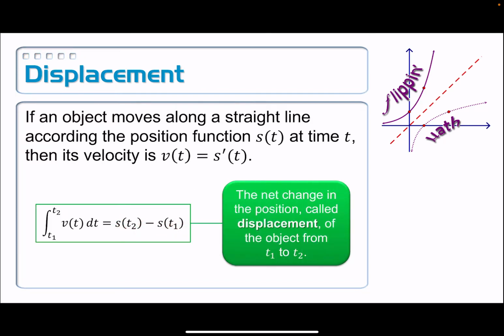This is called displacement. It's not the same thing as the total distance an object travels. It's a net change in position, our final position minus our initial position. It's entirely possible that an object travels, let's say a mile, but its displacement, its net change in position, is zero, as in it started and ended at exactly the same point.